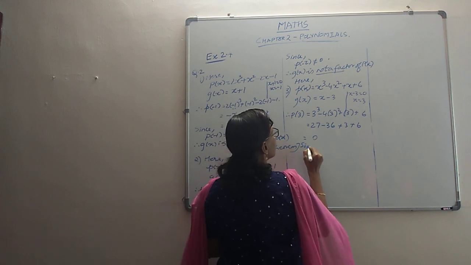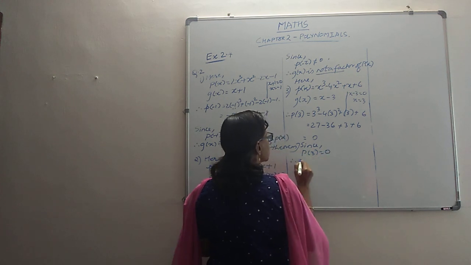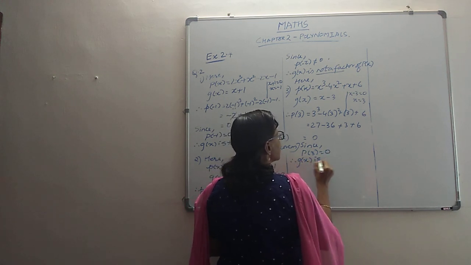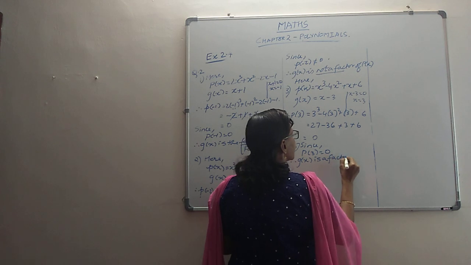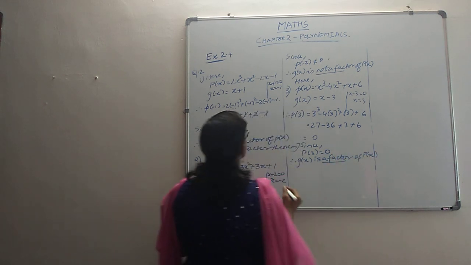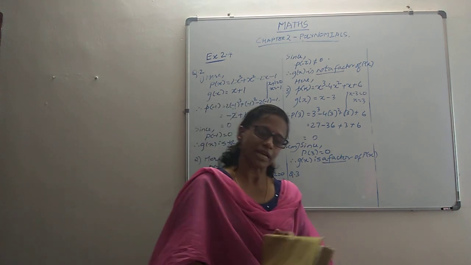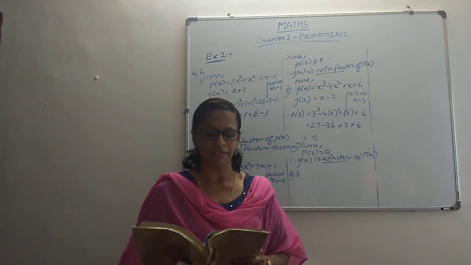Because it's 0, therefore you will have, since p of 3 is 0, therefore g of x is a factor of p of x. And the reason is factor theorem. So that's about question number 2, where we have the 3 subparts. We are determining whether it's a factor or not.